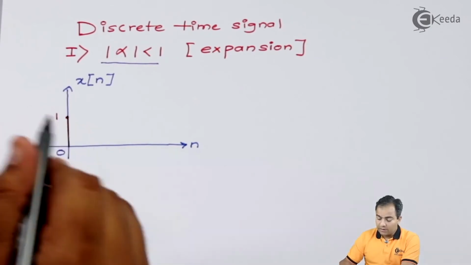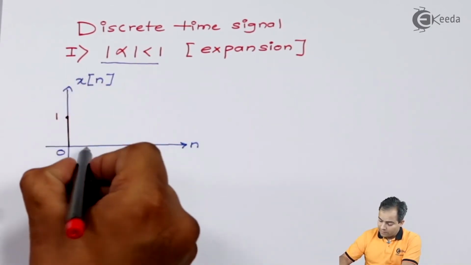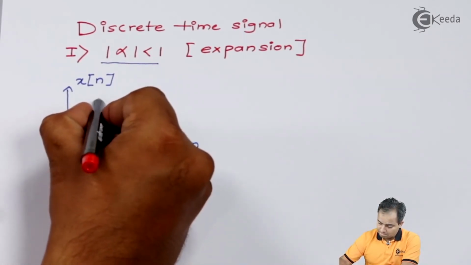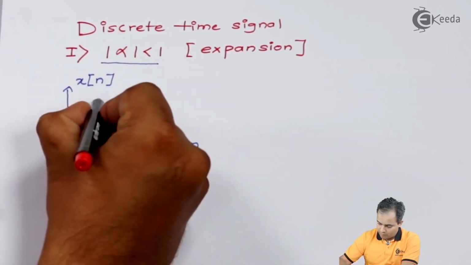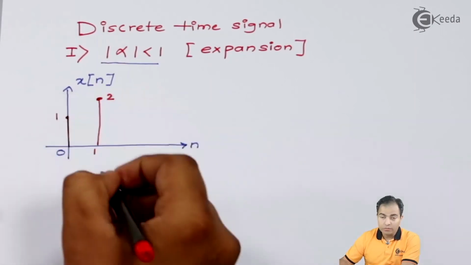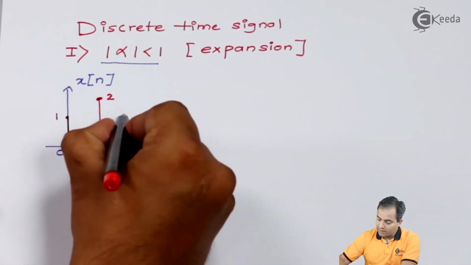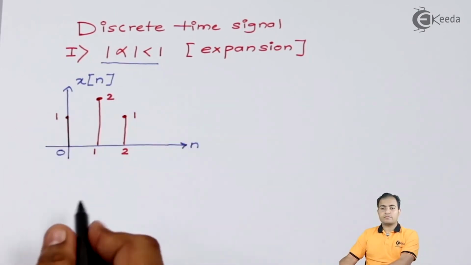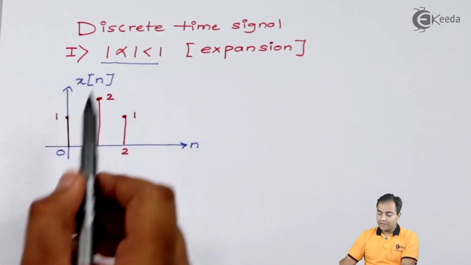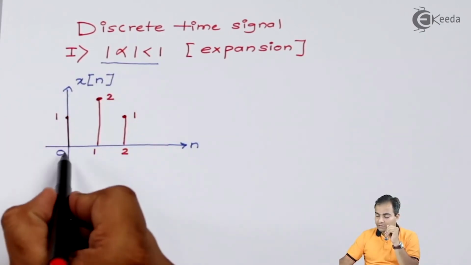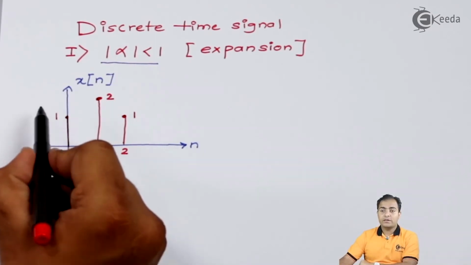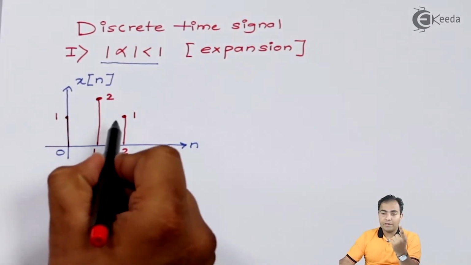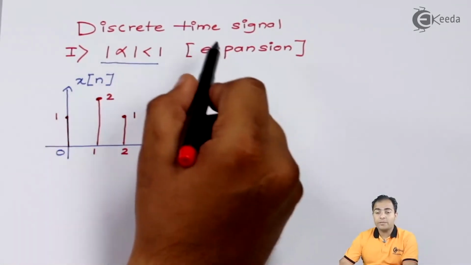At 0, let's say the amplitude is 1 in x of n. Now at 1, I'll say the amplitude is 2, and at 2 again I'll write the amplitude is 1. What I've done is, x of n has 3 samples: at 0 amplitude 1, at 1 amplitude 2, and at instant 2 amplitude 1. Now what we have to perform? We have to perform expansion.